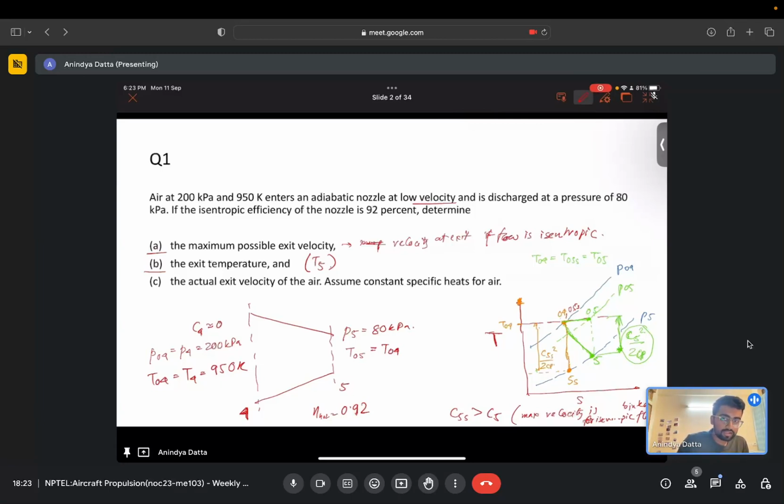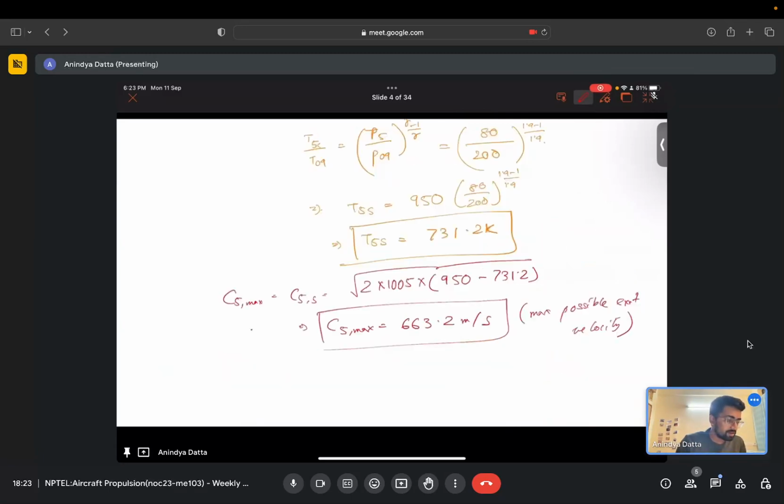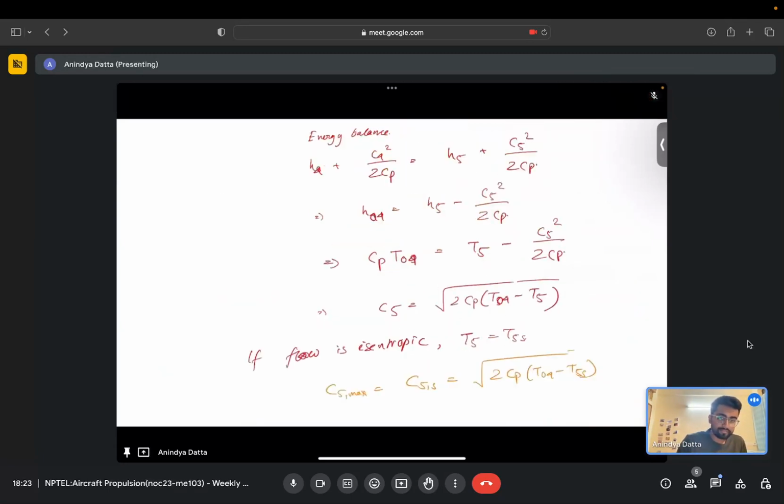Okay, now the question is what is the maximum possible exit velocity, which means that the maximum exit velocity can be attained when the flow is isentropic. That's why in the first part we computed what the exit velocity will be if the process is isentropic. So in general, from the energy balance, the expression for exit velocity is given by the square root of 2cp times the temperature difference, the stagnation temperature at inlet minus the static temperature at exit.